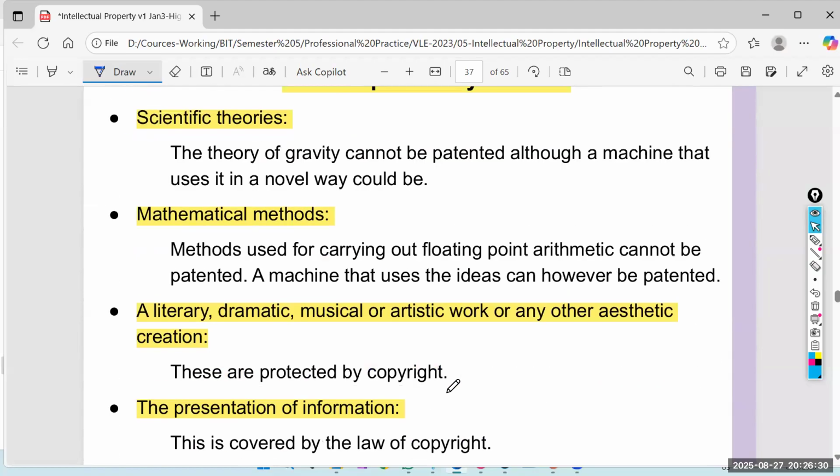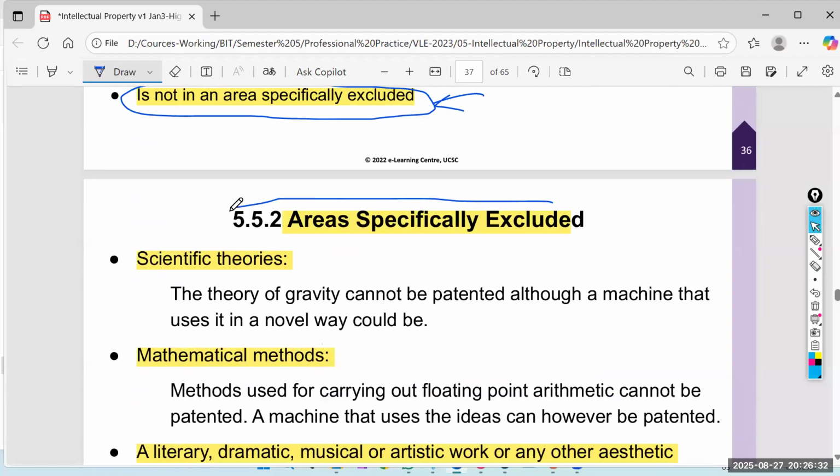What are the specifically excluded areas where you don't get patents? Number one, basically, if it is a general concept, a general scientific concept, you are not supposed to get patents. Patents are given to very specific applications, not general concepts or general theories. So you don't get a patent for scientific theories, for example Newton's law, Coulomb's law, because those are very general things.